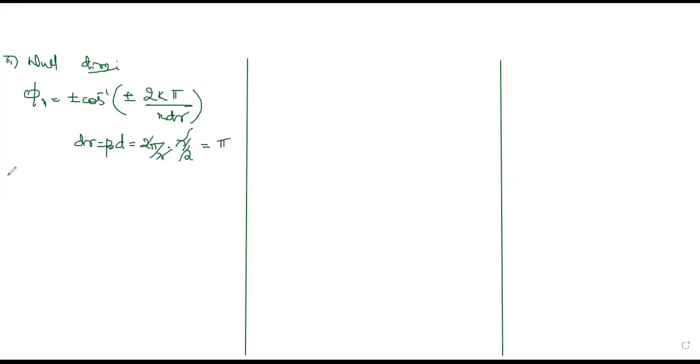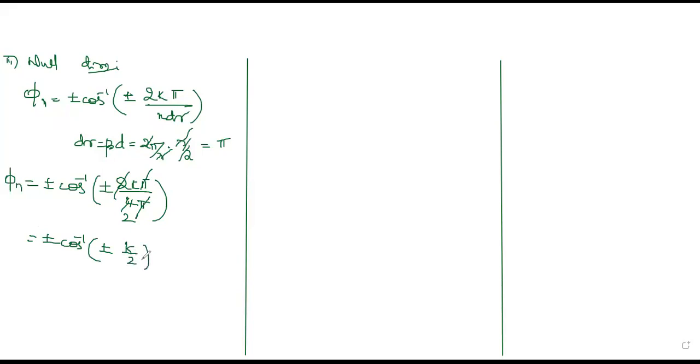So phi null is equal to plus or minus cos inverse of plus or minus 2k pi by n, where n value is 4, so it is 4 pi. This and this get cancelled. So you will have plus or minus cos inverse of plus or minus k by 2. Now, same procedure. K is equal to 0. So you get phi null is equal to plus or minus cos inverse of 0. What is plus or minus cos inverse of 0?